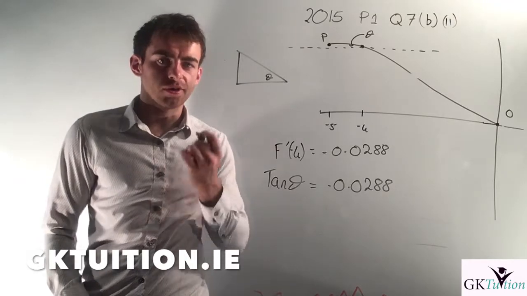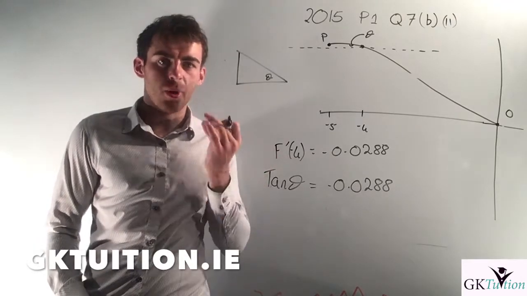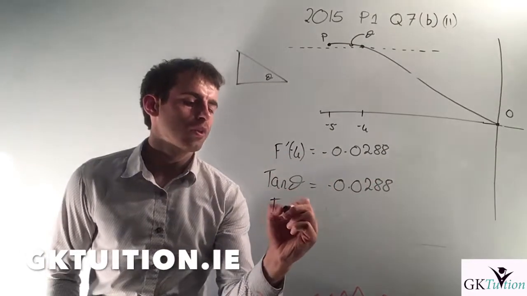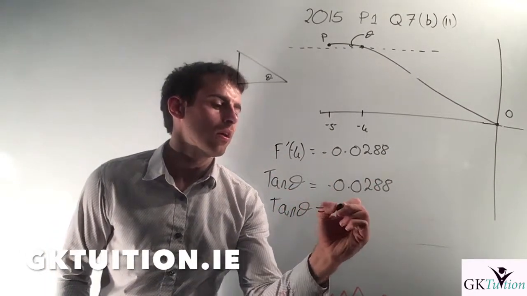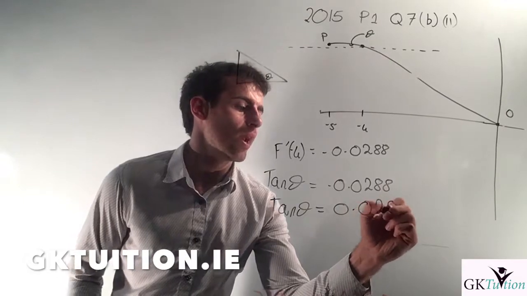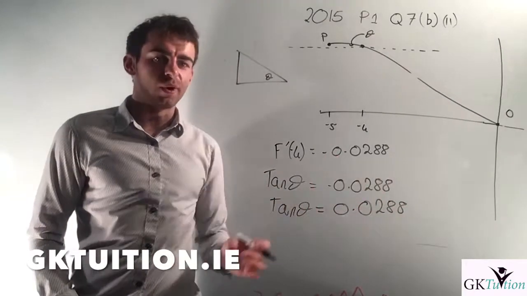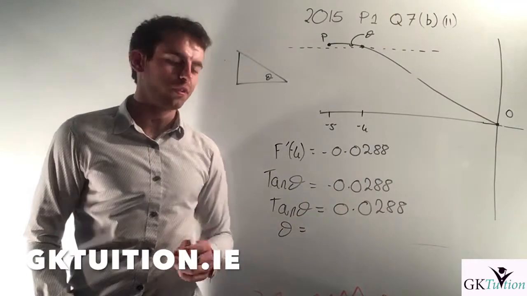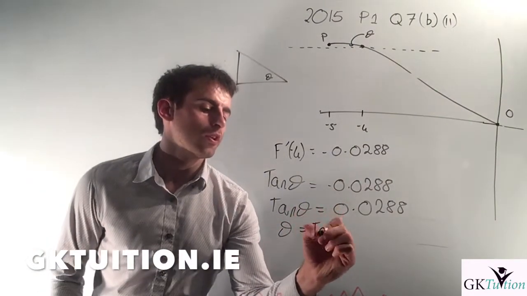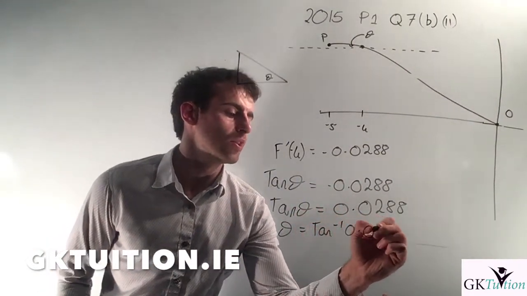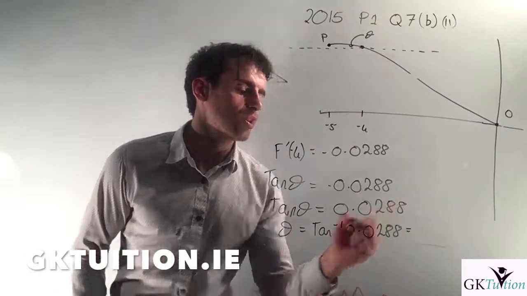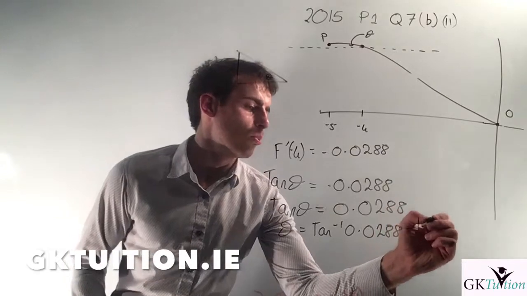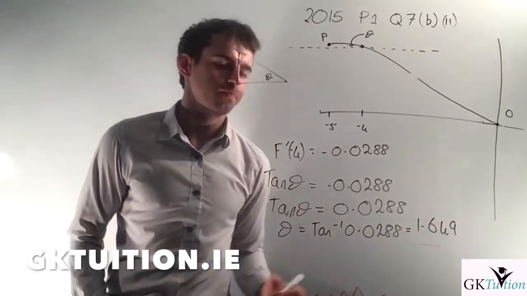And in the first quadrant, sine, cos, and tan are all positive, which means that I want to take the positive value here. So I want to get the tan of theta when it's equal to 0.0288. So the easiest way to work this out is to just get tan inverse of 0.0288. So if I just get tan inverse 0.0288, again, make sure your calculator is in degrees for this one. The answer here works out as 1.649.